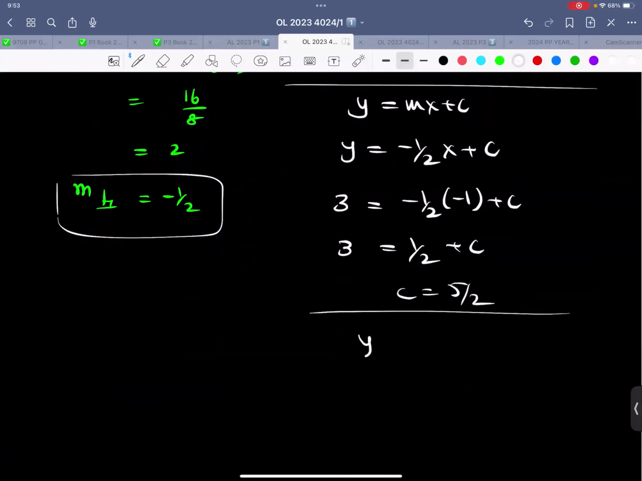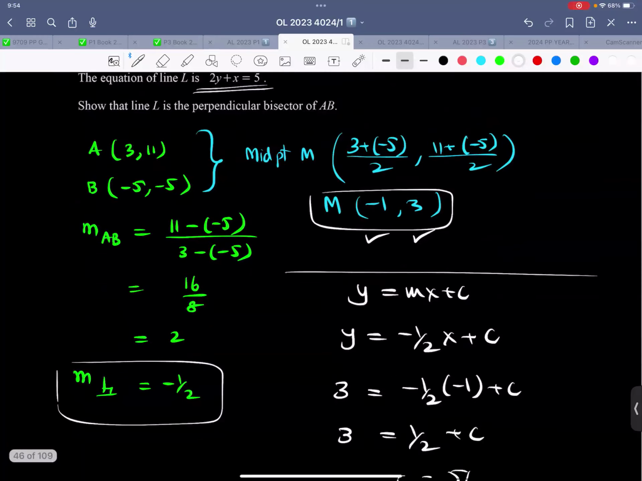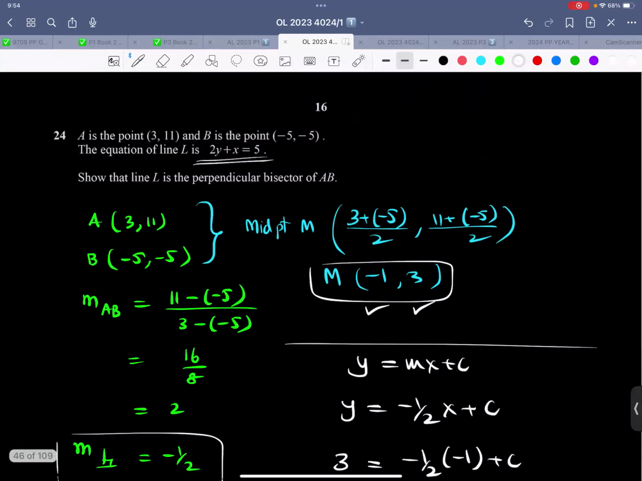Therefore, the equation is y equals minus half x plus 5 over 2, which can be written as 2y equals minus x plus 5. And they are taking x to the other side. So 2y plus x equals 5. We have proven this fact. I think that's the best thing to do. Show that line L is the perpendicular bisector.